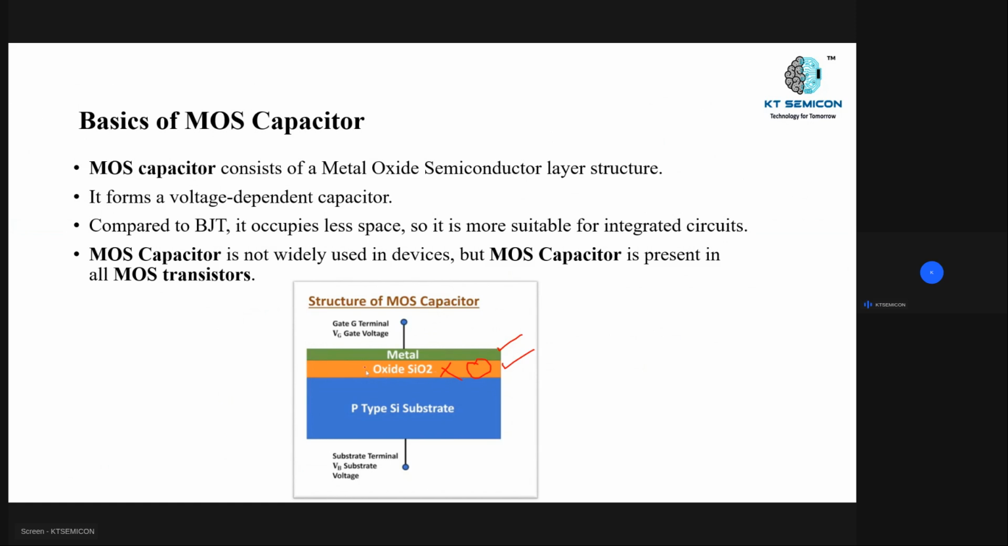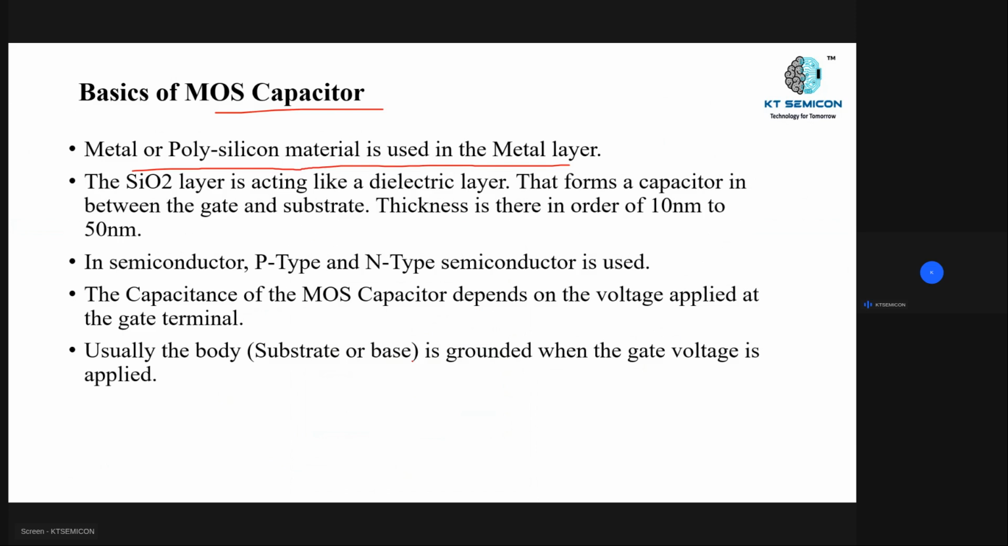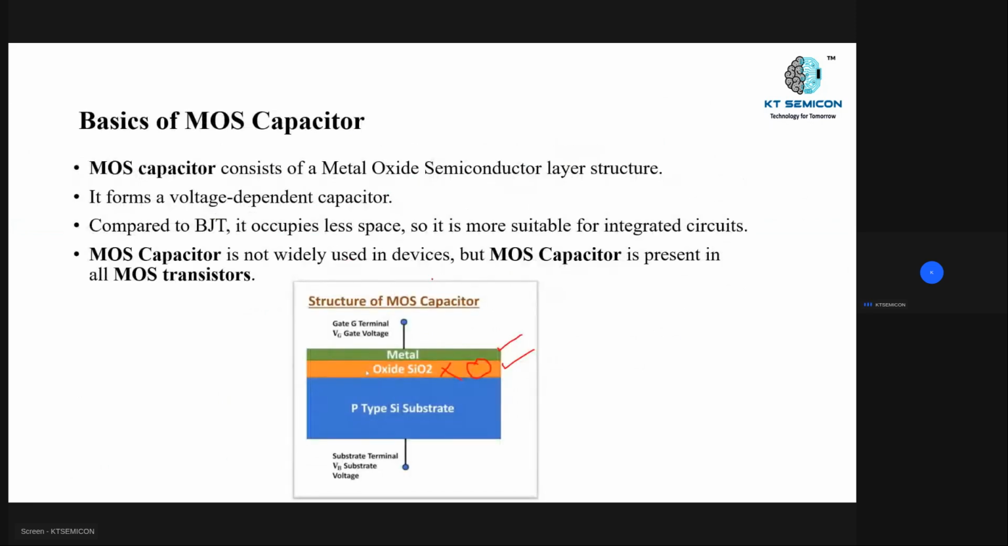At that time it will give some electric fields in this oxide layer. That's why it is acting as the dielectric layer. So this forms a capacitor in between the gate and substrate. This is acting as the capacitance in between my substrate and metal whenever we are applying the voltage at the gate. So this p substrate is trying to attract the gate.